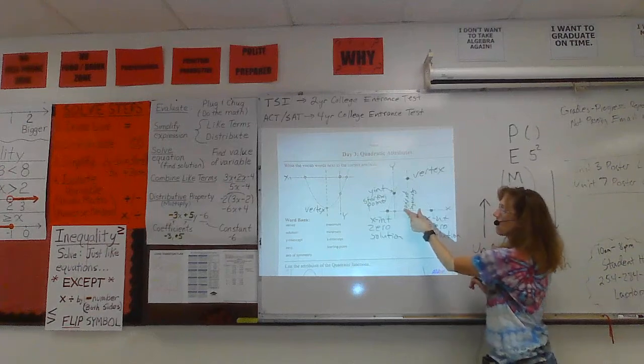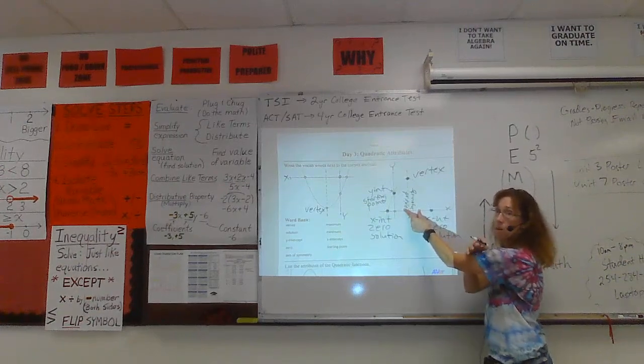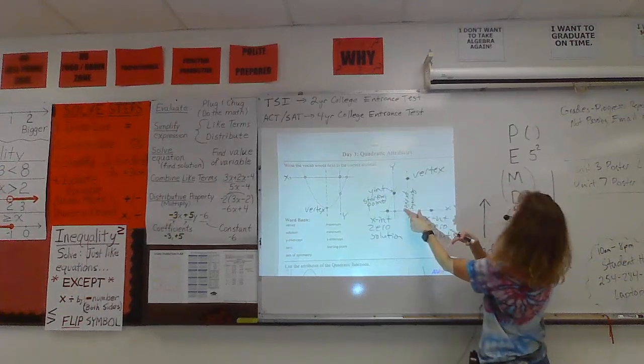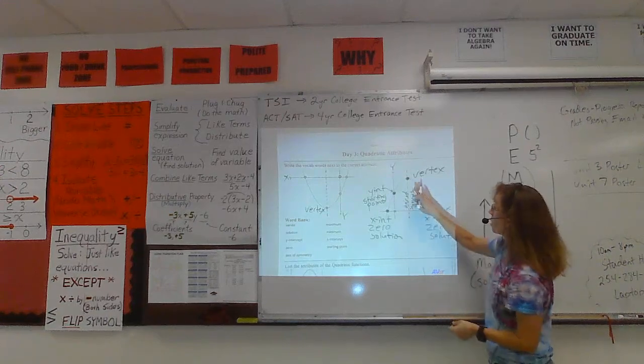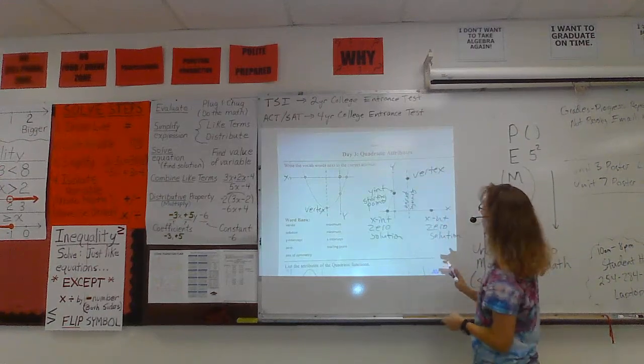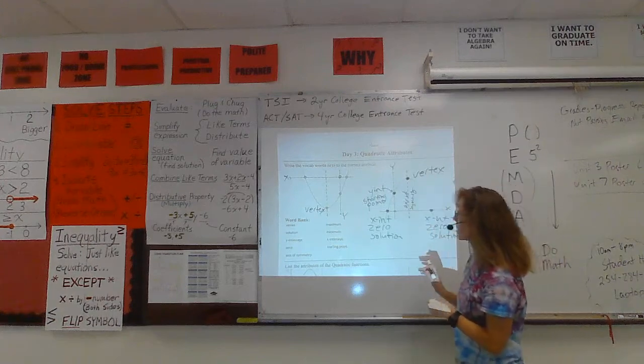Now, I'm not going to ask you to do the axis of symmetry right now. We're going to do that later on when we get to quadratics in unit, whatever that was, unit 7, I think. But I just want you to know that it is there, it does exist. So, it's imaginary, but it is there. It goes down the middle.